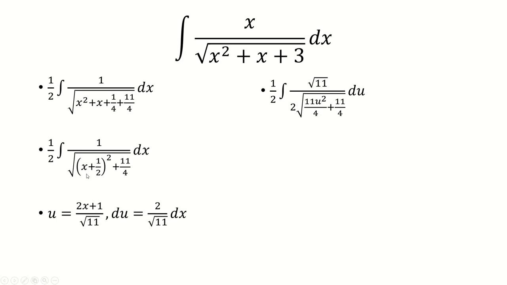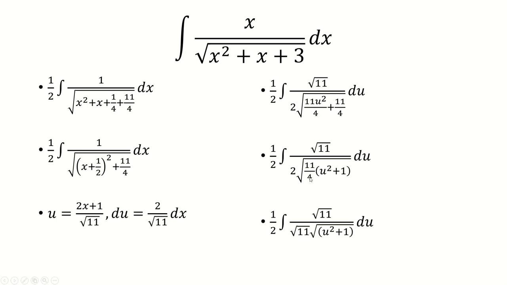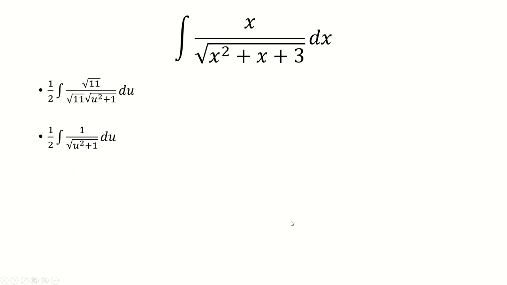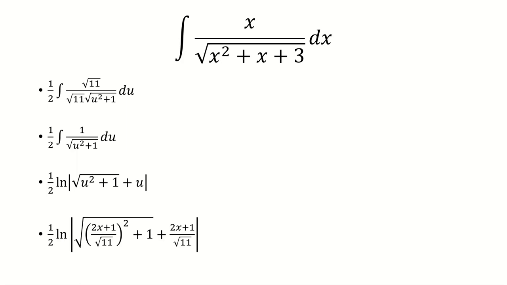In the denominator, we have the square root of 11u squared over 4 plus 11 over 4. And now we can factor out 11 over 4 in the denominator, bring it outside. The square root of 4 becomes 1/2 here, and it cancels with the 2 outside. And then we have a square root of 11, which will cancel on the top. And then we'll get the 1/2 integral 1 over the square root of u squared plus 1 du, which is a common integral, and that's 1/2 ln of the absolute value of u squared plus 1 plus u. Technically plus c, but we already have the plus c from the previous problem, so that's okay.